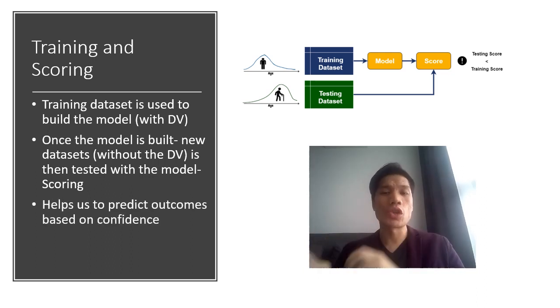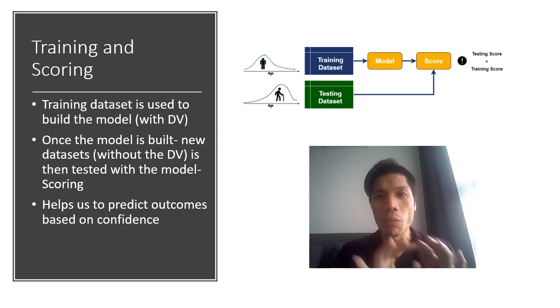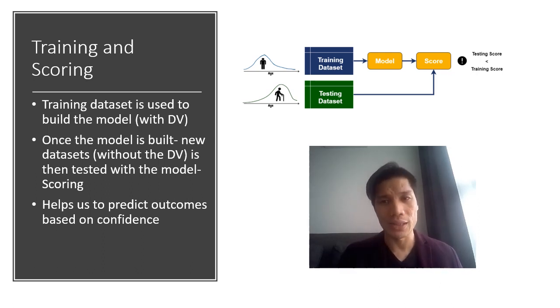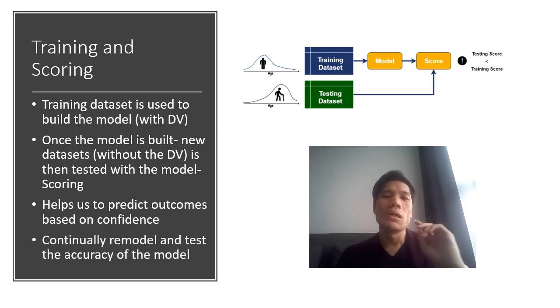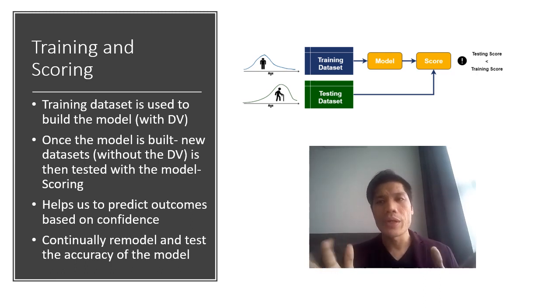So when you score that new data set with the tested model, it helps us predict the outcomes based on this thing we call confidence. And I'll show it to you in the example. Remember one thing though, the model is only good for that period of data set. You might have to continually remodel and test the accuracy of the model as new data comes in.